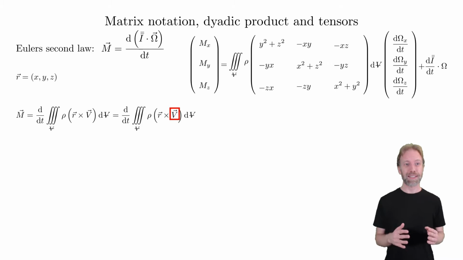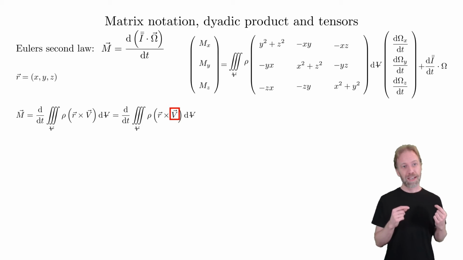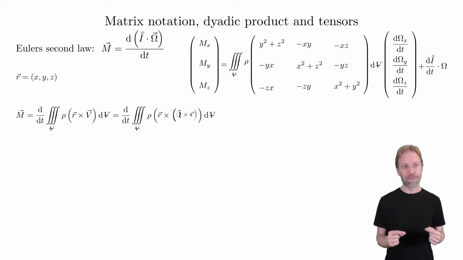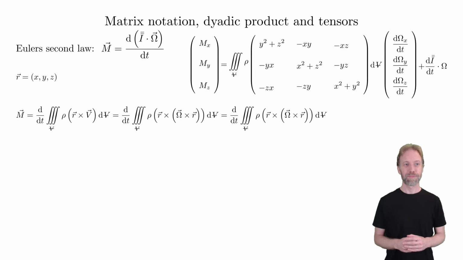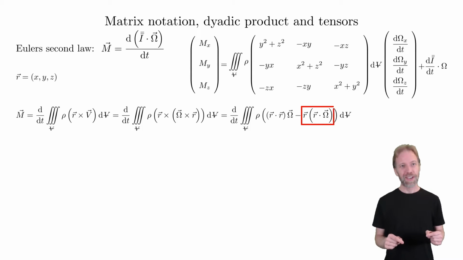Assume that the object is a fixed body. Apply what we learned in the previous video, that the rotational velocity for a fixed body is omega cross r. Then apply the back cab rule for the cross product that we also derived in the previous video. Earlier in this video, we learned that we can rewrite this as the dyadic product dot omega.